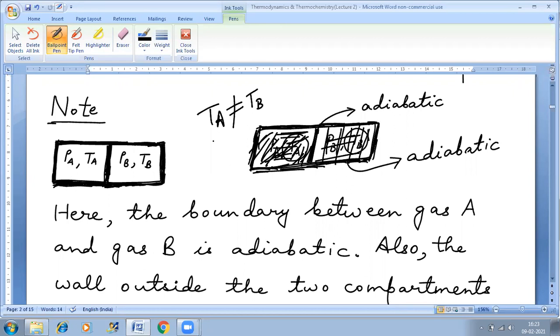So even though TA is not equal to TB, I would still say that this entire system is in thermal equilibrium because the value of TA remains the same, that is, TA remains TA itself. There is no increase or decrease in TA with time. And also here the value remains as TB. So TA remains TA, TB remains TB. There is no change in any of the temperatures with time. So the entire system is in thermal equilibrium.